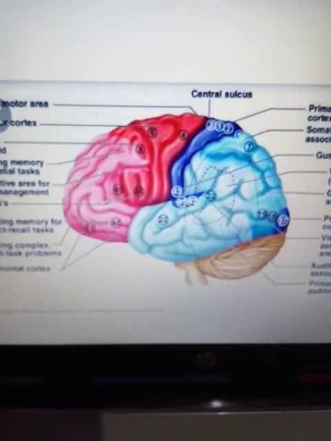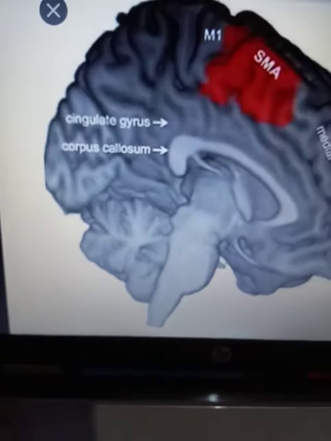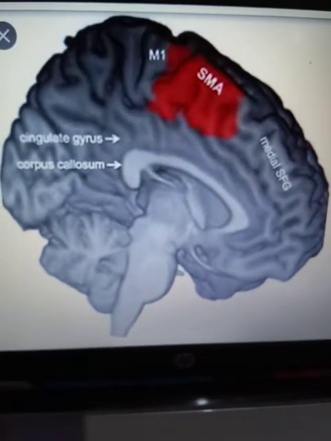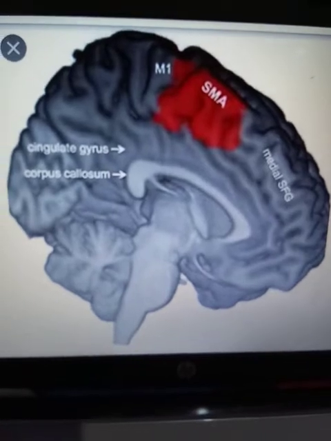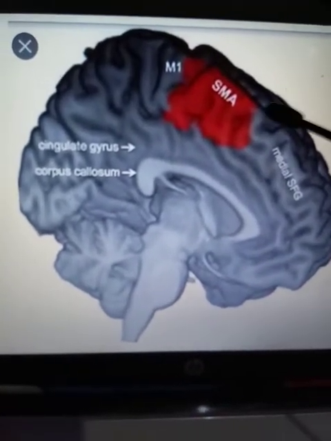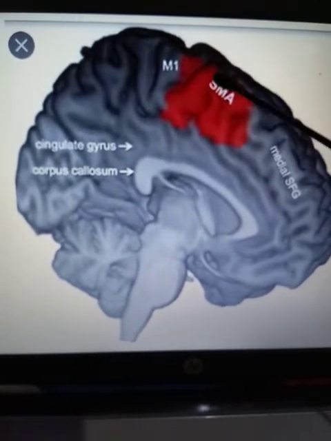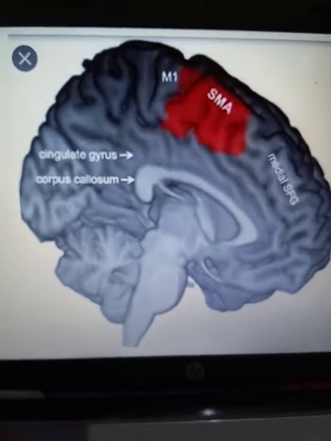Then comes your supplementary motor area. If its functioning gets stopped or impaired, the motor areas will have an impact. The primary motor area will definitely have an impact.